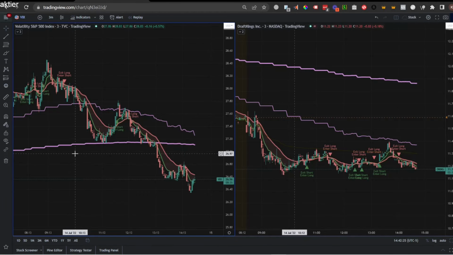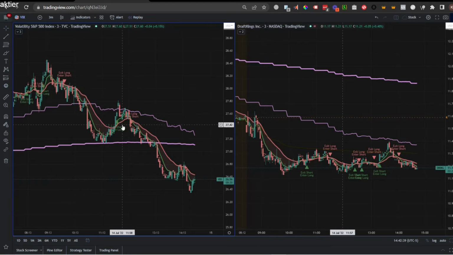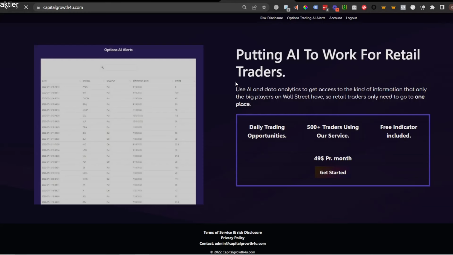So now that you understand what a credit spread is, what an option is, and how to trade it, I'm going to tell you where I get this indicator and how I get the stock that I want to choose. What I do is, here is the free indicator.